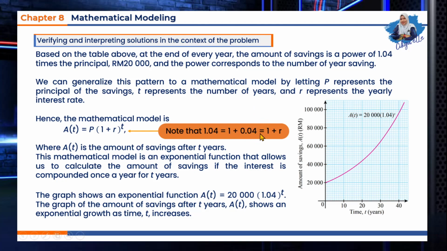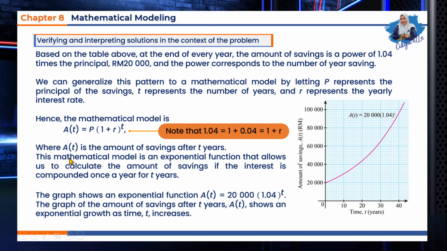Okay, so in this problem, given the interest rate is 4%. So what about other problems? So we just represent the rate of interest as R. Okay, so that's why we get this model. What is A_T? A_T is the amount of saving after T years.